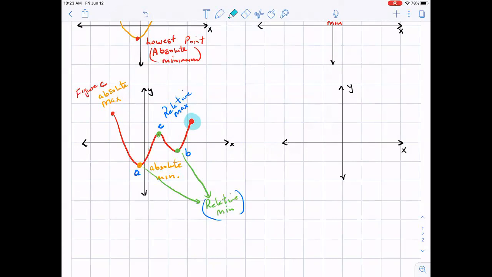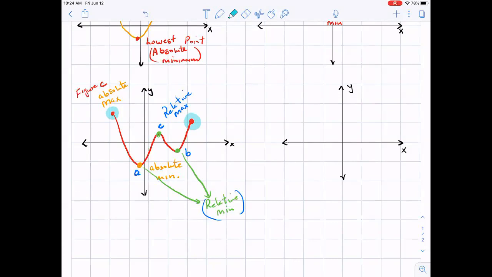So it's not a relative, okay? And it's not the maximum point because there are higher points above it. If you look all the way to the left of the graph over here, that's higher. So it's not an absolute max. So that's just some point, okay?